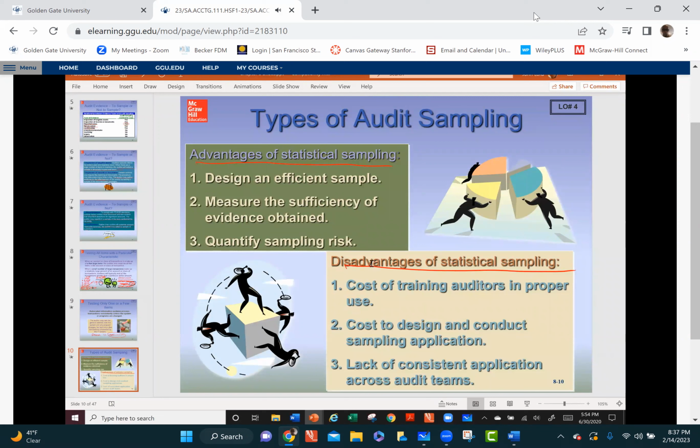Okay. Disadvantages of sampling, whatever. You know, I look at this and I'm like, well, too bad. I mean, these days, you're going to use sampling, and this idea of cost of training auditors and proper use, well, you're going to use some form of sampling. You're not going to look at every single transaction for many, many account balances. And so whatever these disadvantages are, I would tell auditors, get over it. You're going to be using sampling these days.